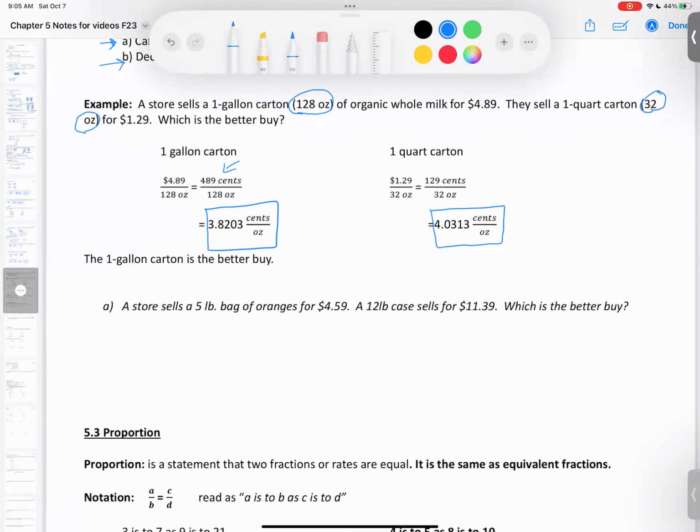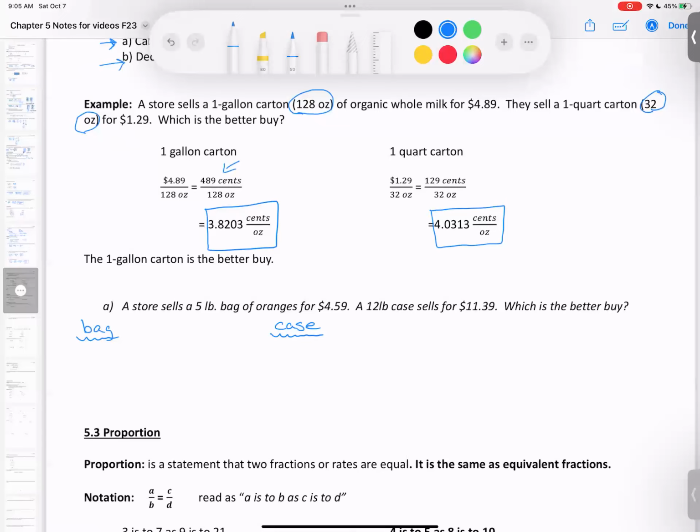Okay, so next we have a store selling a 5-pound bag of oranges for $4.59, and a 12-pound case selling for $11.39. We want to know which is the better buy. So go ahead and try this one on your own. You're going to get a unit price for your bag of oranges and a unit price for your case of oranges, and then you're going to decide which one of those is the better buy.